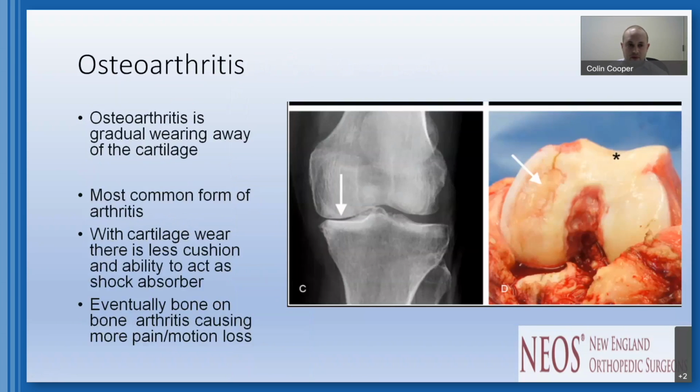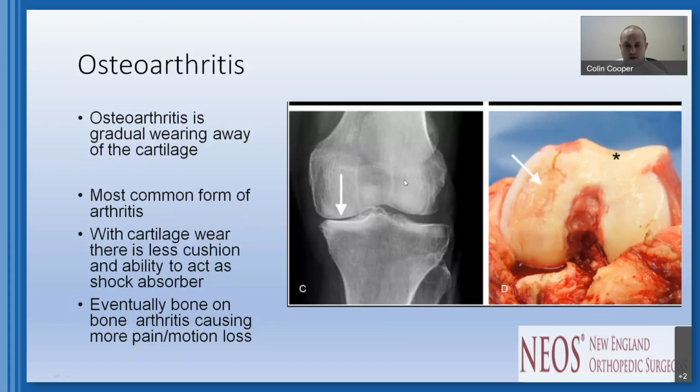So osteoarthritis is simply the gradual wearing away of the cartilage. It can occur in any joint, and it's the most common form of arthritis. There's other forms such as rheumatoid arthritis and other sorts of inflammatory conditions. But in general, when people are discussing arthritis, they mean osteoarthritis, which is the gradual wear and tear. And as the cartilage wears away, there's less cushioning and less ability for the joint to act as a shock absorber and distribute force across the knee. And eventually, once all the cartilage is gone, we get bone-on-bone arthritis, causing even more pain and loss of motion.